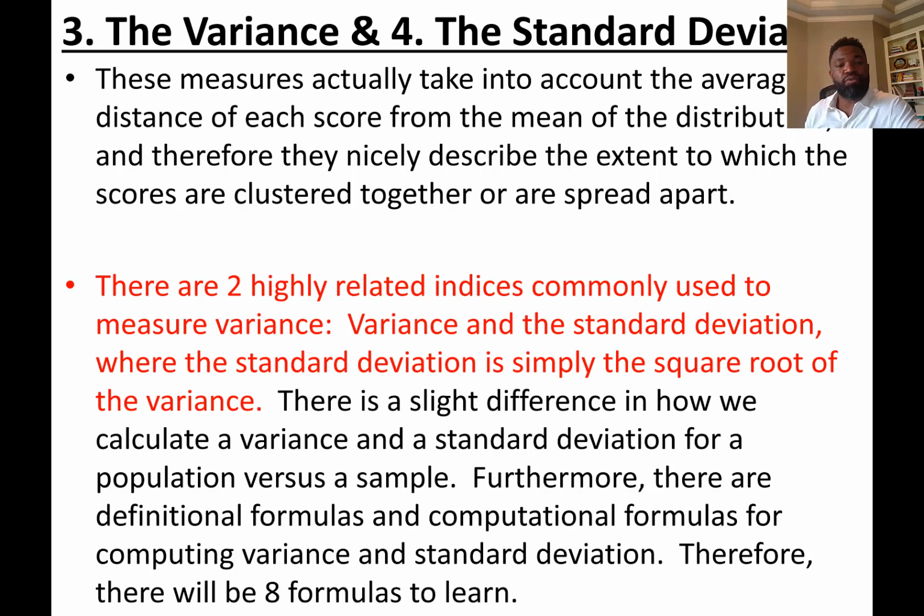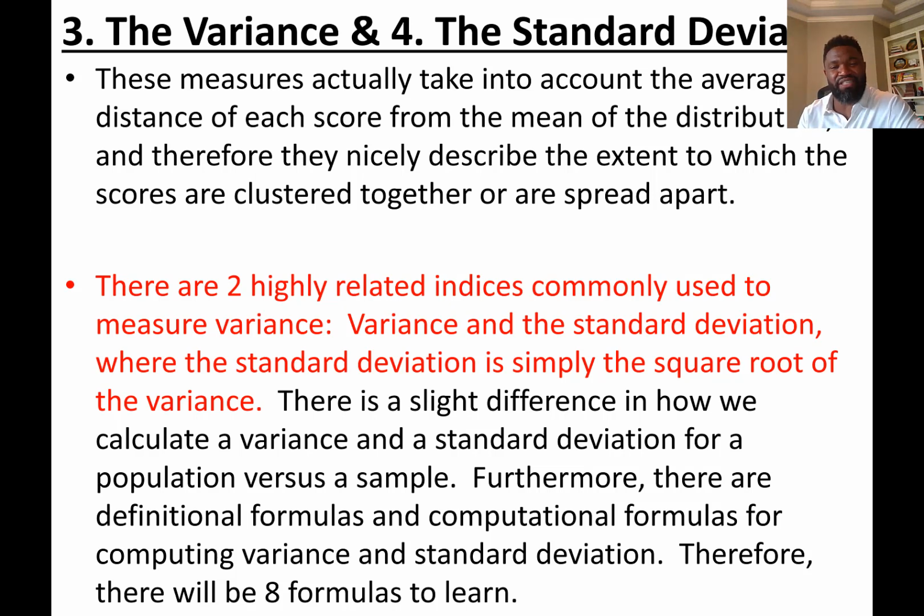And there are two highly related indexes or indices commonly used to measure variance, variance and standard deviation. And you're going to learn the formulas for one of them, but it's super easy because guess what? Standard deviation is just the square root of the variance. So if you learn the formula for variance, then you already know the formula for standard deviation because it's literally just the square root of it, okay?